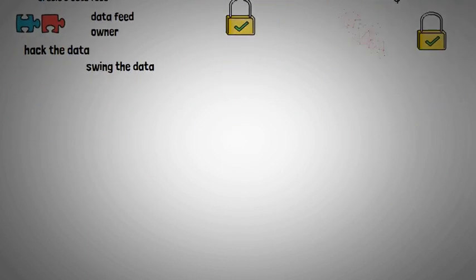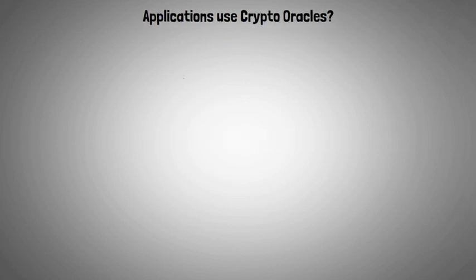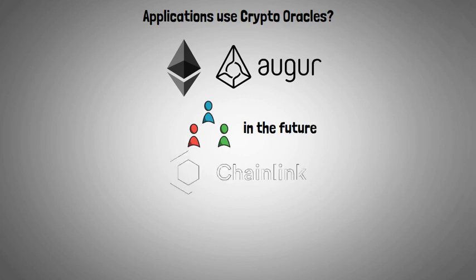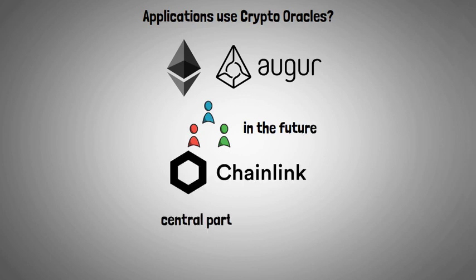And now finally, which type of applications use crypto oracles? Many Ethereum applications use oracles. Prediction market Augur, for instance, lets participants bet on what will happen in the future. Other platforms, such as Chainlink, make oracles a central part of their platforms and have explored various ways to make oracles resistant to false information.